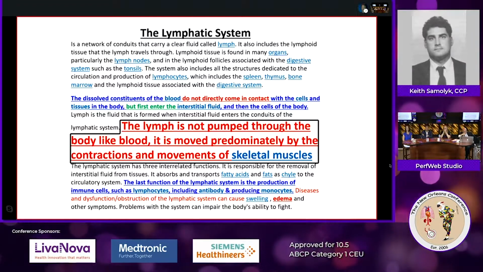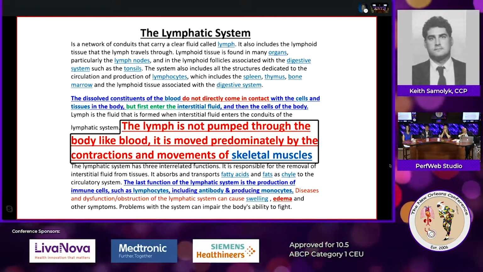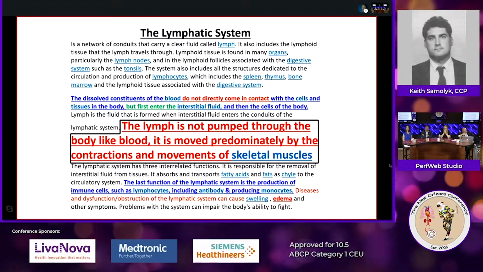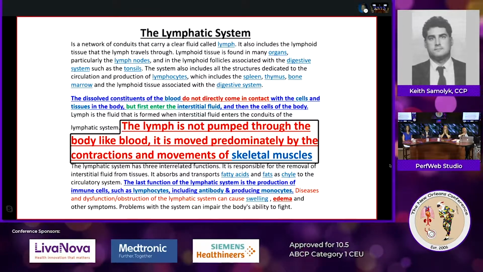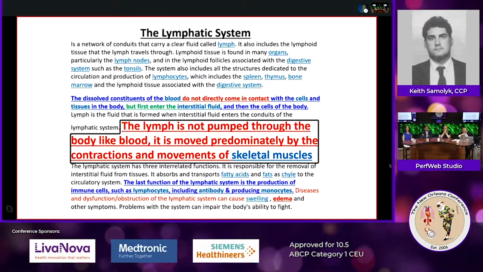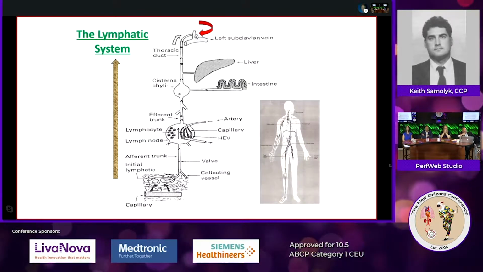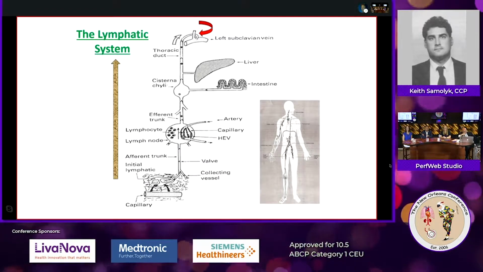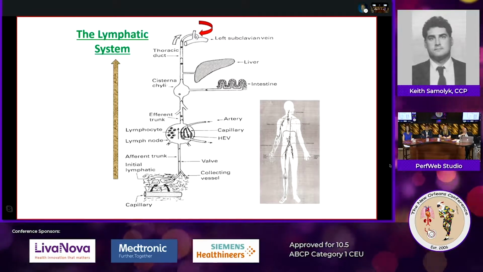Now, if you do not have a good colloid osmotic pressure and your lymphatics are not working, you're going to have organ edema and tissue edema because that fluid is not going to be able to find its way back. And again, this is the lymphatic system. If you start at the bottom, you see the capillaries. It works its way up, all the way up to the left subclavian where it's returned to circulation.